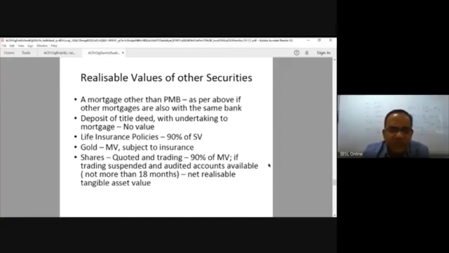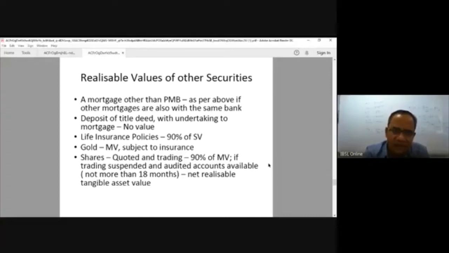So what is the value you will take from the securities? This is about, from different securities, what is the value you will take? If the mortgage is other than the primary mortgage, sometimes for customers we take a secondary mortgage, tertiary mortgage, quaternary mortgage, fifth mortgage, all those things are there.